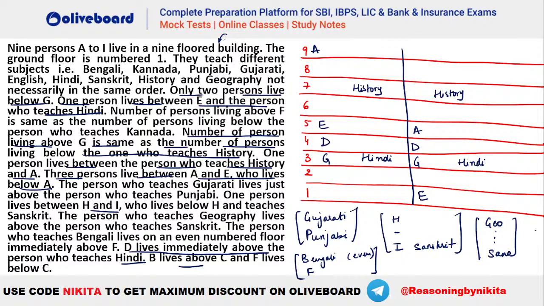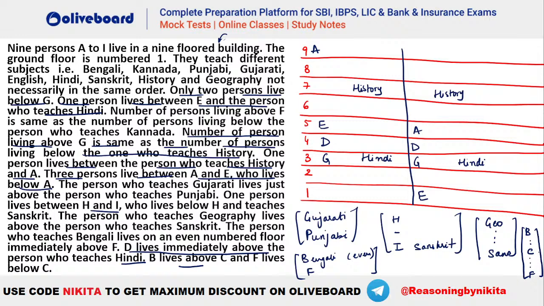Now it is given B lives above C. Okay, so B lives above C and F lives below C. So you can see F lives below C. So you can see that B, C and F will be in this particular sequence. It is not necessary that they have to be on consecutive floors.